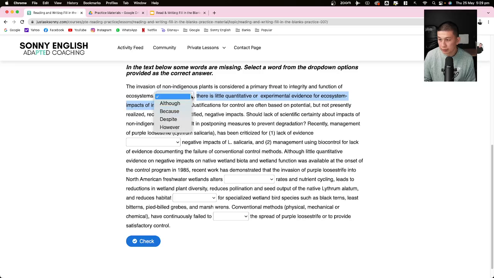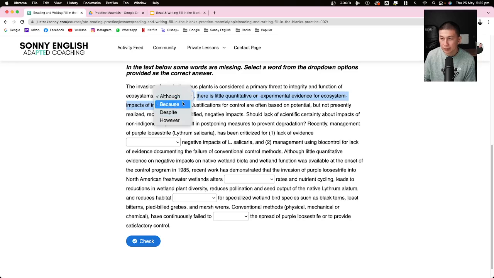This is the sentence. If you look here, there are a lot of clues right here. When we use although, there's got to be 2 sentences. Although plus a complete sentence, and then another one. Do you see another one? We don't. Although is out of the question.